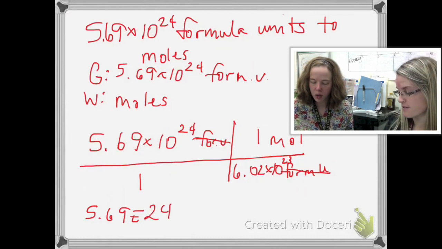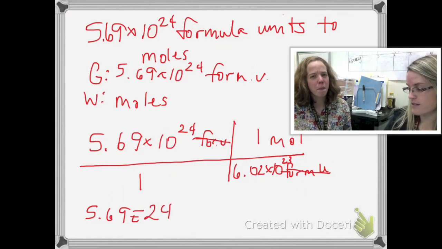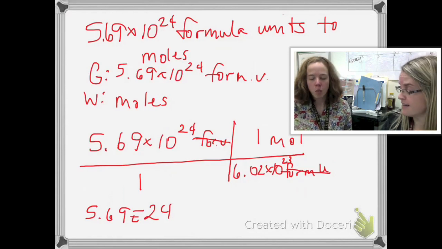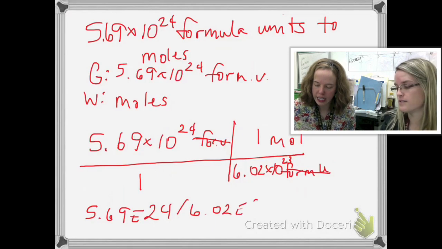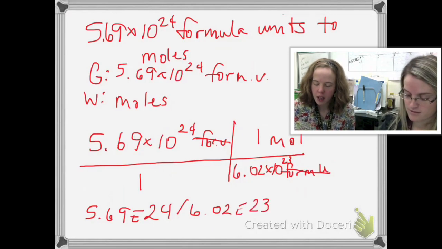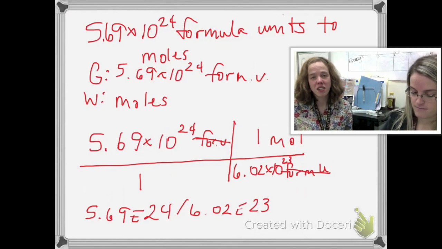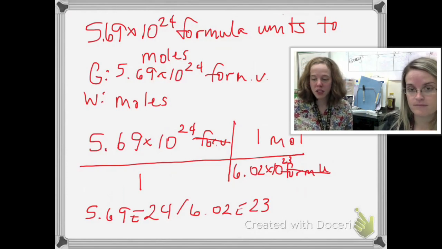To the 24th power. And then what are we going to do if a number's on the bottom? Top to bottom, we divide. So divided by 6.02 E 23. But this is why we use E and not just times, because if we forget to use our parentheses, we'd be multiplying by 10 to the 23rd at the end, and things get weird.